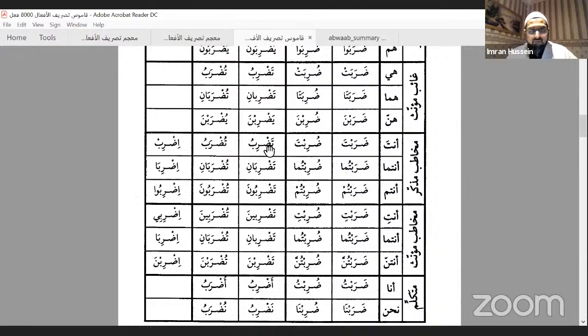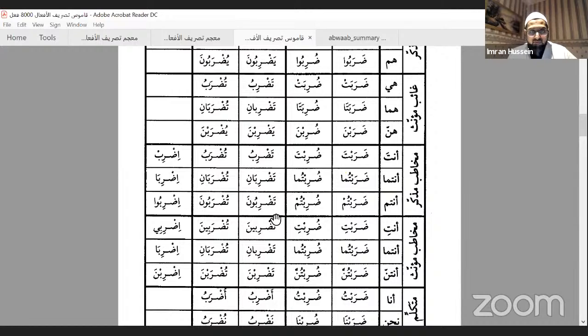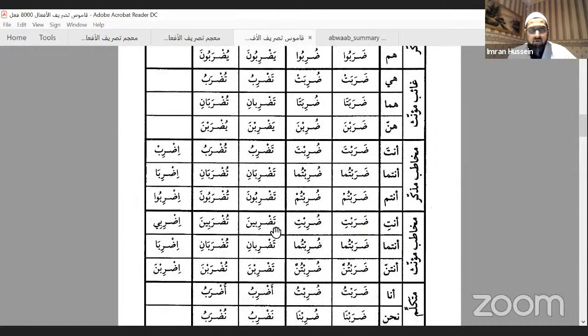To make the imperative, you remove the ta from the beginning of the verbs. So all of the tas will be removed. Once the tas are removed, you will realize that the dhad has a sukoon, and due to that you cannot pronounce it. Because you're not able to pronounce it, you will need to bring a letter so that you can read the word. So you bring the hamzatul wasl, an alif.